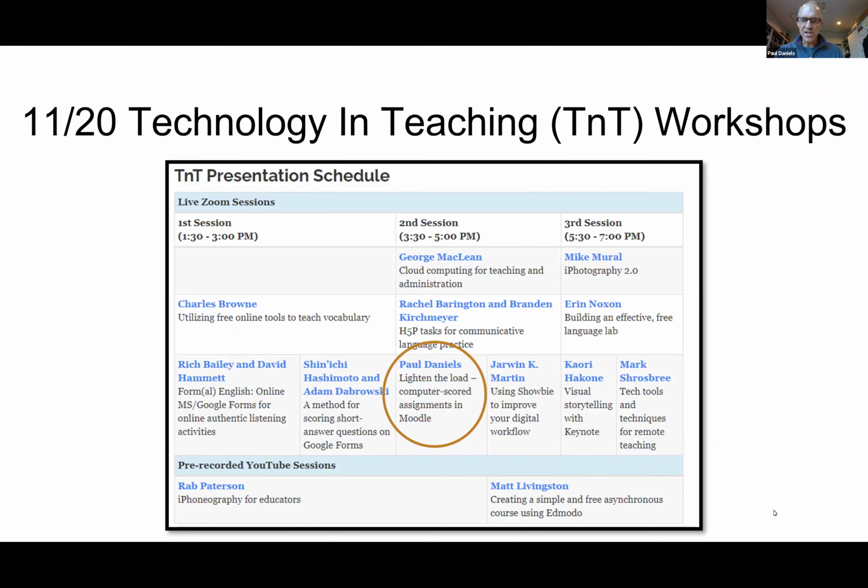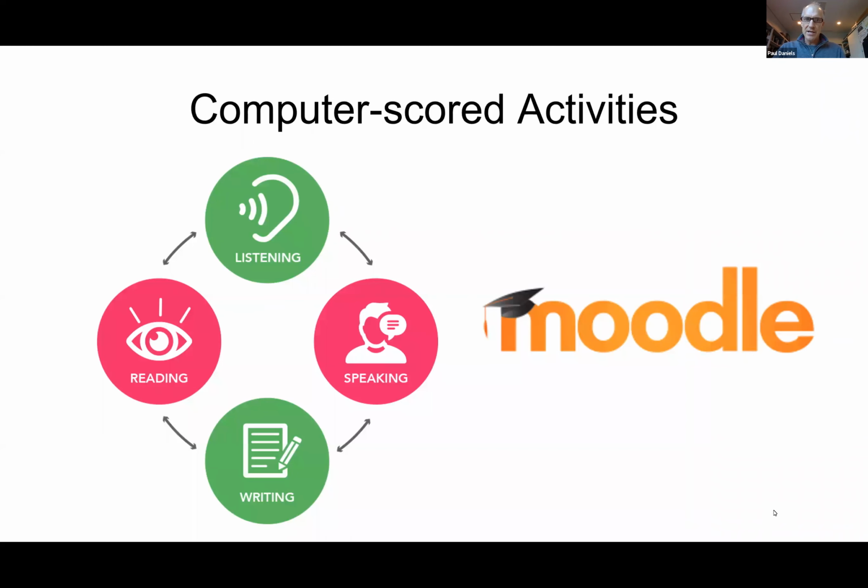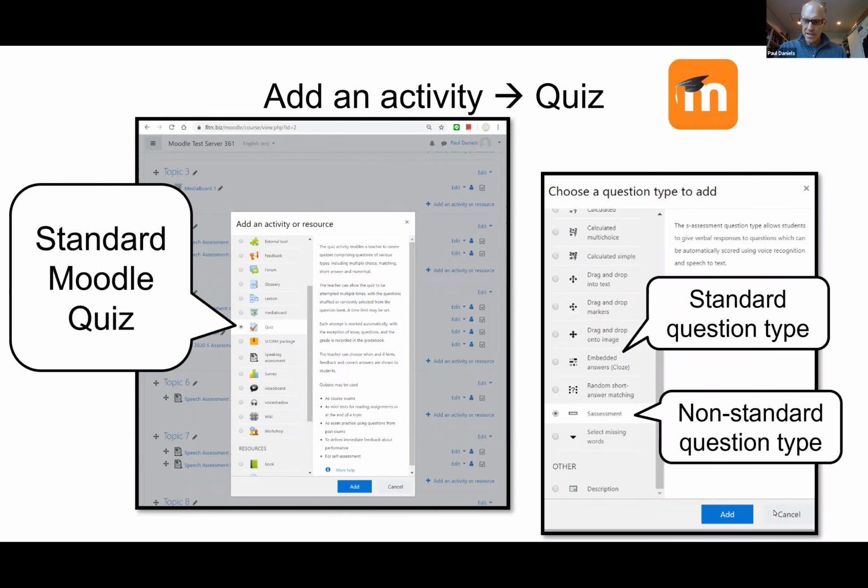Okay, so I'll get started right away. This is also a split session. There's another presenter coming in 45 minutes, so I'm going to be moving fairly quickly through this. I'm going to be talking about computer scored activities within Moodle today, specifically the 4 skills, reading, listening, speaking, and writing, with a focus on speaking because that's my area. Okay, most of the activities I'm going to show you today involve the standard Moodle quiz.